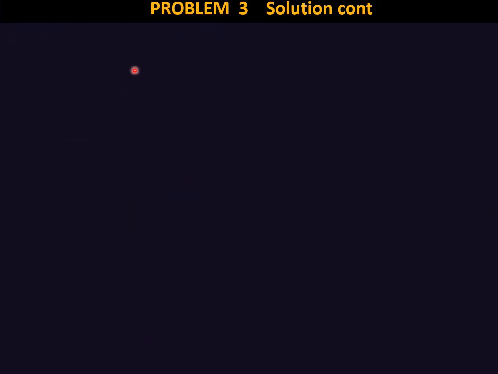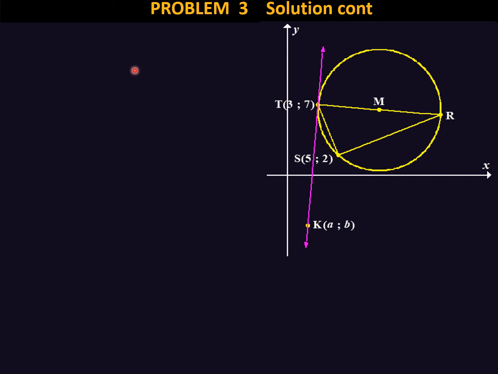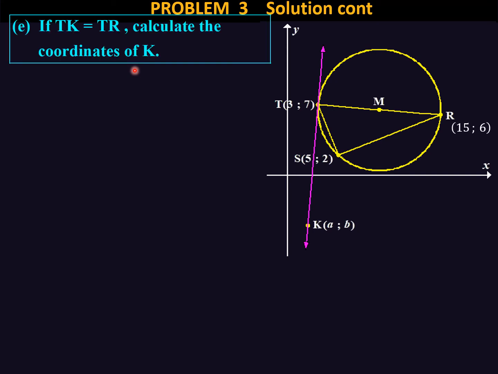Now let's look at the last question of this problem. There we have our diagram again. 15 and 16, and TK, this is now something given, TK's length is equal to TR's length, right? That means the lengths are equal. So I've got T's coordinate, I've got K's coordinate and R's coordinate. That should be quite easy. The only thing is, I know B, but I don't know, I know the relationship between A and B.